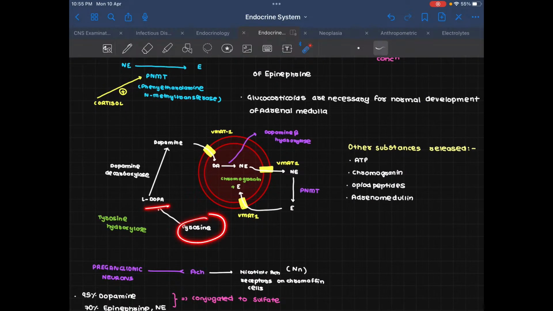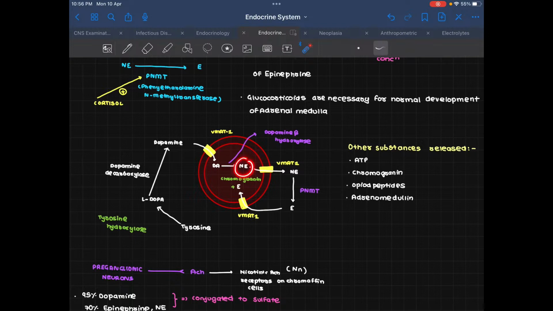Tyrosine gets converted to something known as L-DOPA. Okay? This L-DOPA stands for dihydroxyphenylalanine. So this L-DOPA gets converted to dopamine via dopamine decarboxylase, right? And then dopamine gets transported inside the vesicle via this transporter known as vesicle monoamine transporter, VMAT1. Okay? This dopamine gets converted to norepinephrine via this enzyme known as dopamine hydroxylase.